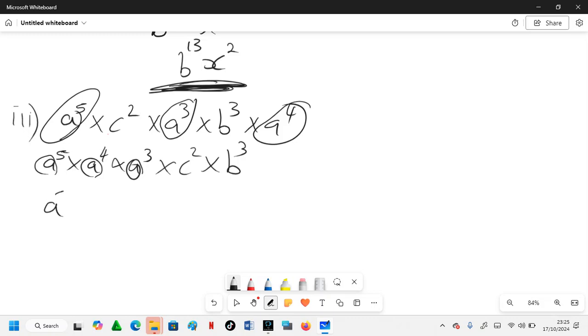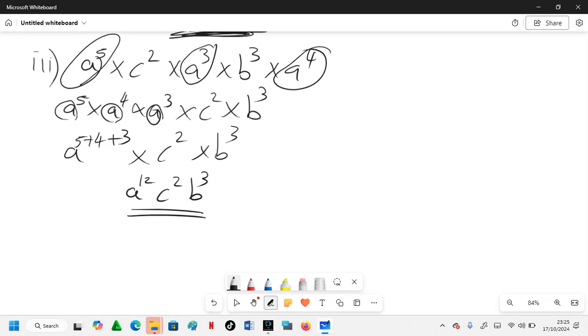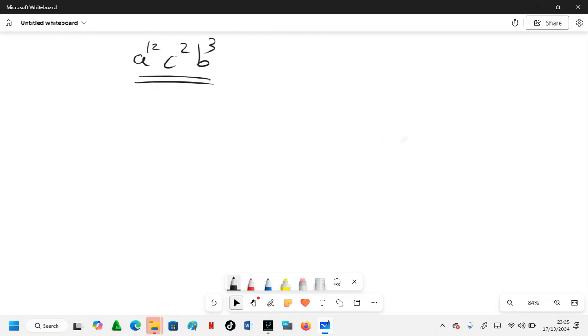This one will be a to power 5 plus 4 plus 3, and then times c to power 2 and then times b to power 3. So 5 plus 4 plus 3, that is 5 plus 4, 9, and then that is 12. So we'll have a to power 12, c to power 2, and b to power 3. And of course, as we said, because the powers are not the same, there's nothing much you can do about that, right? I want us to go to the second law.